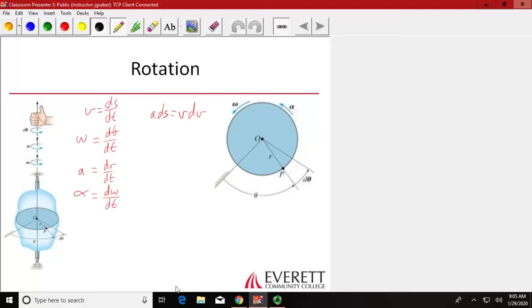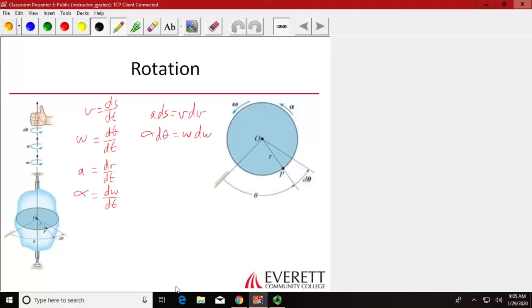Go ahead, write it down on your paper. Compare it to your neighbor. See if you got the rotational version of a ds equals v dv. You're making your own equations now. You don't even need to teach. Alpha d theta equals omega d omega. Okay, so everything that we learned about the math and equations for translational motion holds for rotational motion.